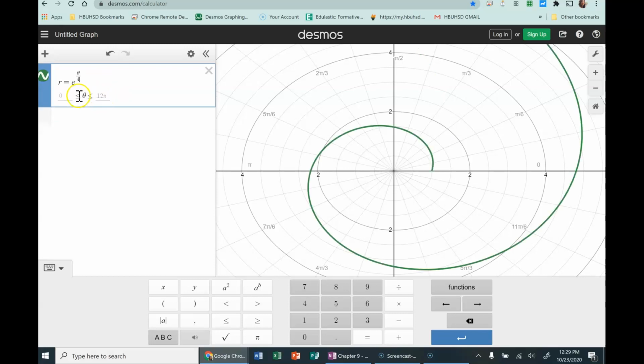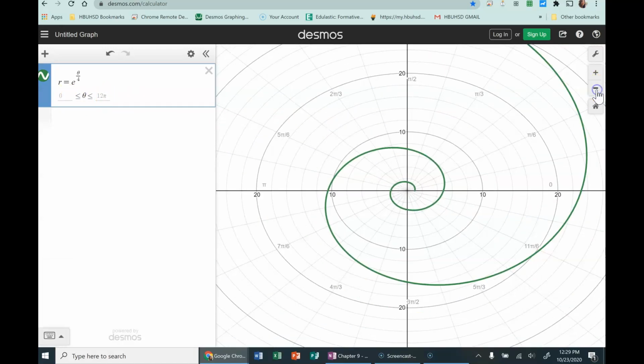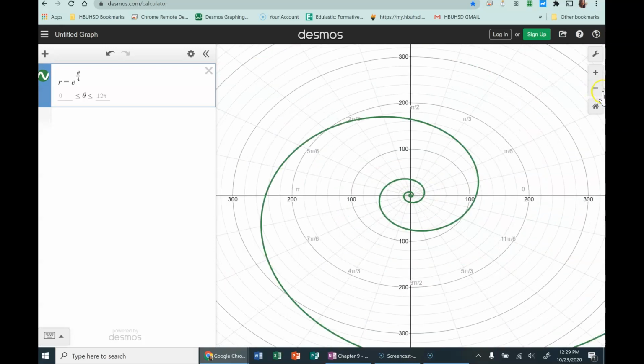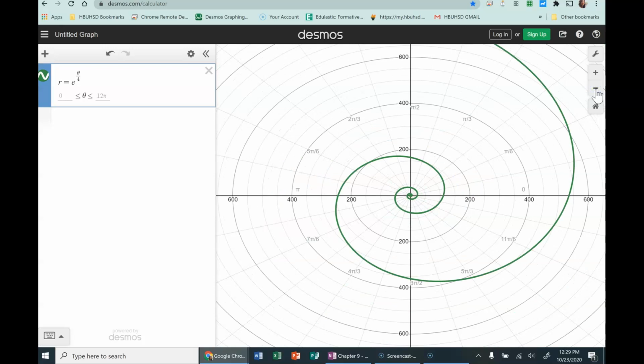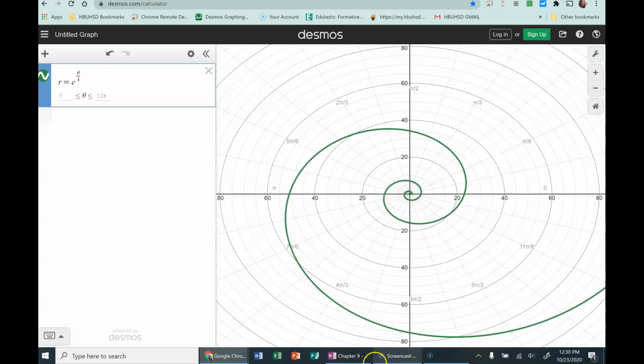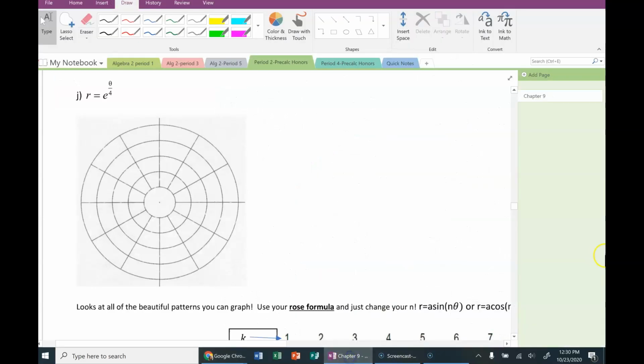Okay, so as you can see, theta is in between 0 and 12 pi. So what does this look like? It looks like it keeps going and going and going. Look at that, it's a spiral, right? So the more I zoom out, okay, the more spirals that you will see. So for this one, let me zoom. I just want to sketch a couple of spirals, and we can go back to my paper. Here's my paper. Okay.